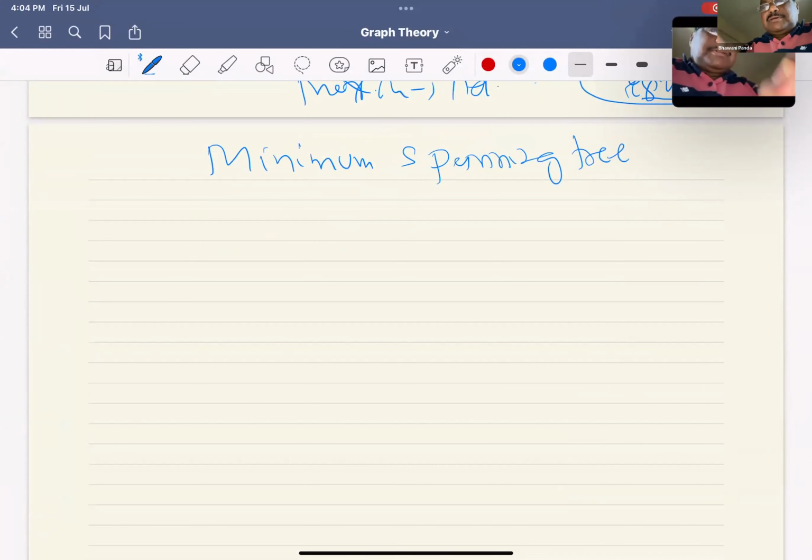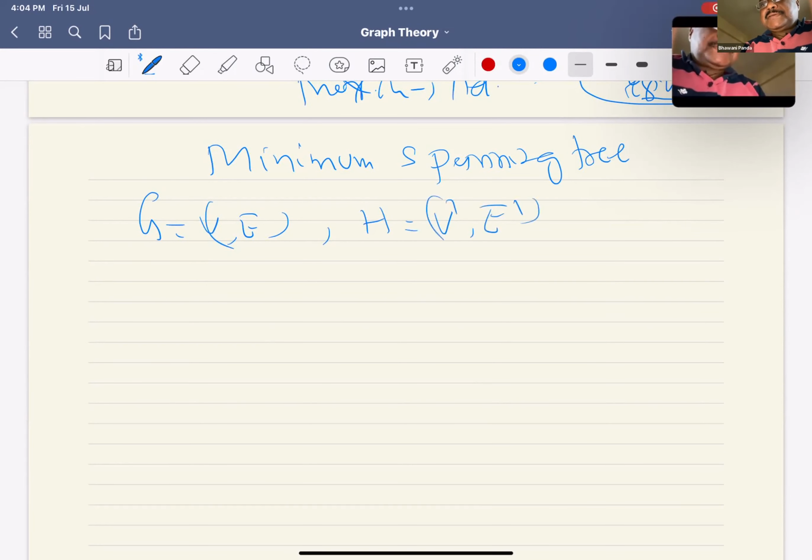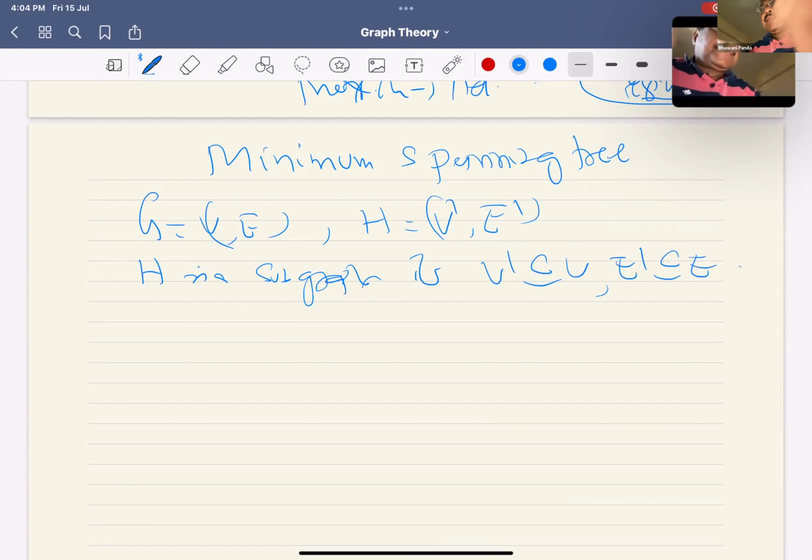So what is a spanning subgraph? G is equal to (V, E) and H is equal to (V', E'). So H is a subgraph if V' is a subset of V and E' is a subset of E. Right? So we know what a subgraph is and what a spanning subgraph is.